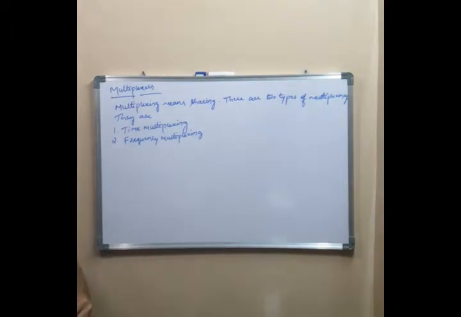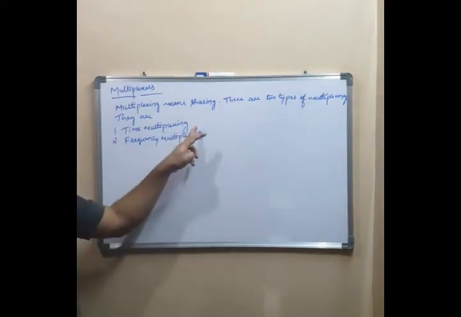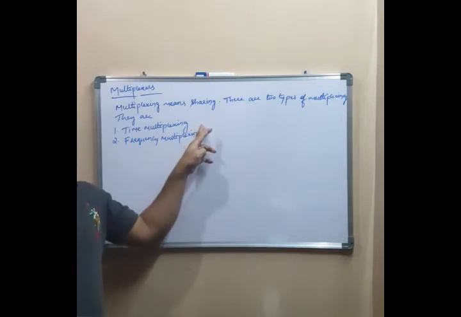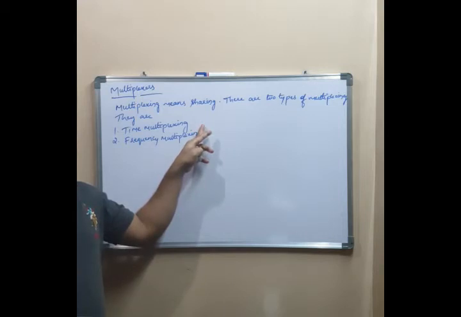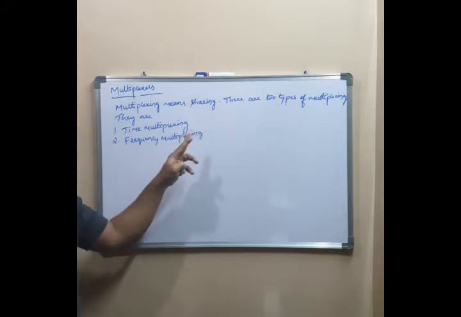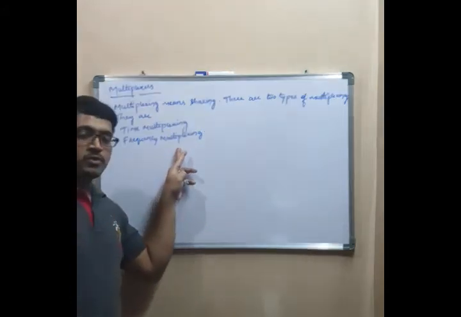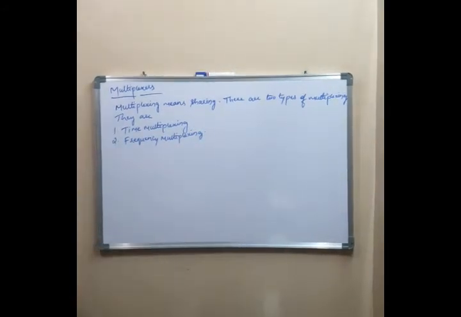So let us come to our concept. We just have to define in brief what is meant by time multiplexing and what is meant by frequency multiplexing. In case of time multiplexing, the available channel is divided into time slots, and each peripheral device is given a time slot in order to communicate with the computer. In case of frequency multiplexing, we are making use of a single channel by transmitting at different frequencies, right?